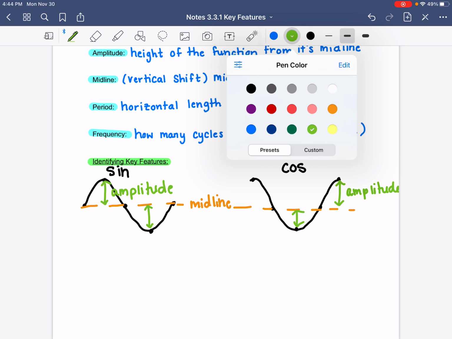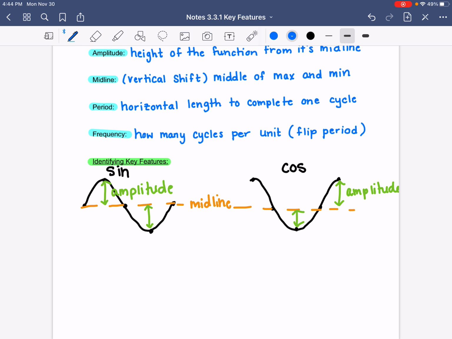The period is how long it takes. It's the horizontal distance to complete one cycle, one curve. So for cosine, that's max to max. For sine, you have to hit all 5 critical points. And then the frequency is just the flip of the period. It's just how many cycles per unit. So you just flip the period to get the frequency.